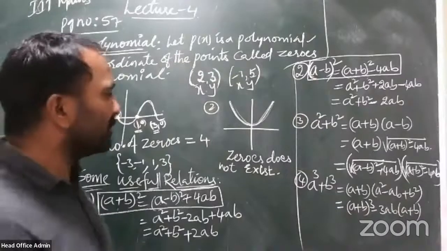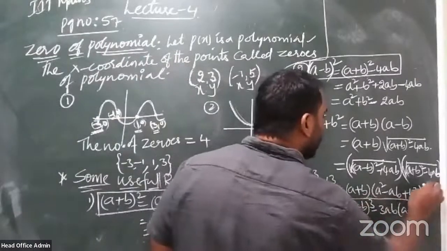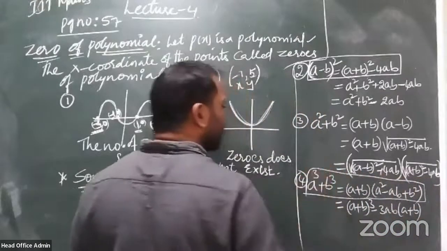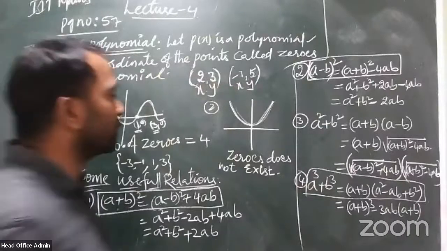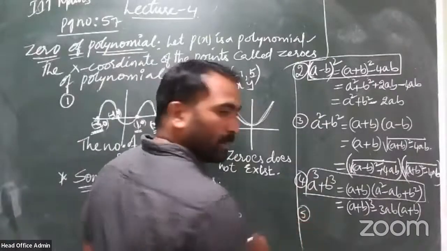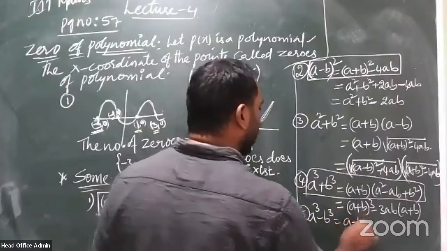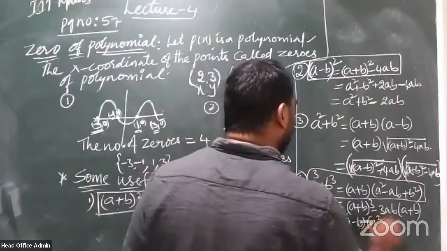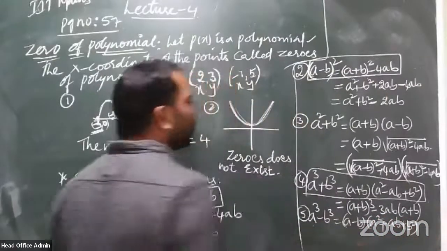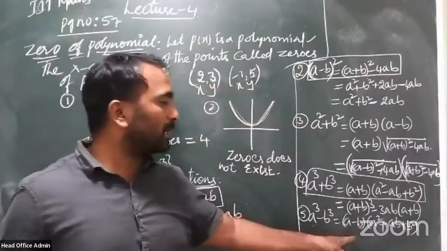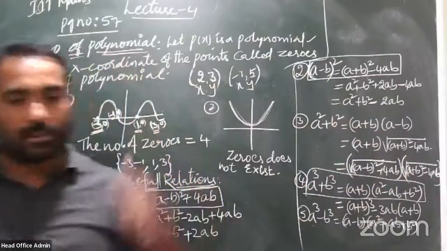Okay, we don't want that much depth. Just the a cube plus b cube formula is (a plus b) into (a square minus ab plus b square). Then what about a cube minus b cube? A cube minus b cube is (a minus b) into (a square plus ab plus b square). Right? Copy.